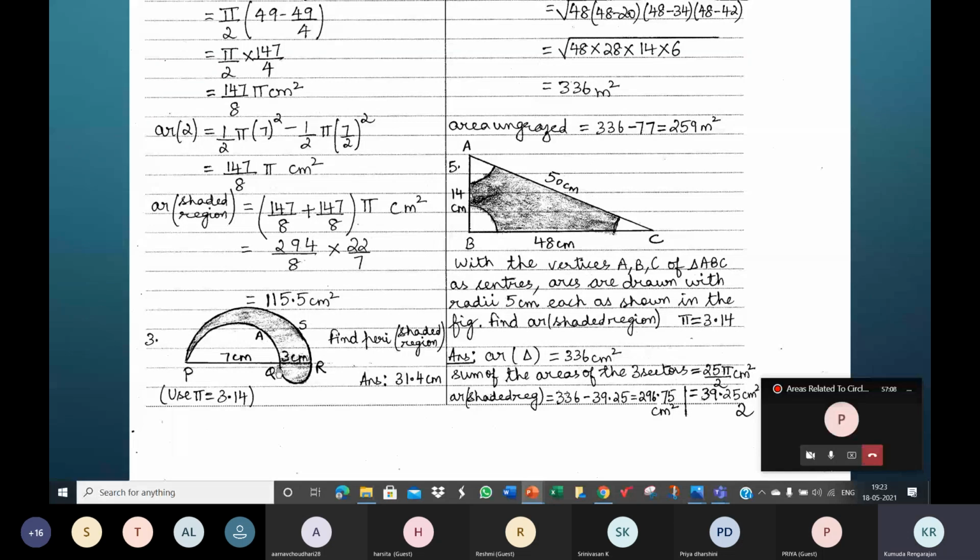Now, question 3 you can help yourself with, similar to the first one. You need to find the perimeter of the shaded region. So what will be the length of arc PAQ?